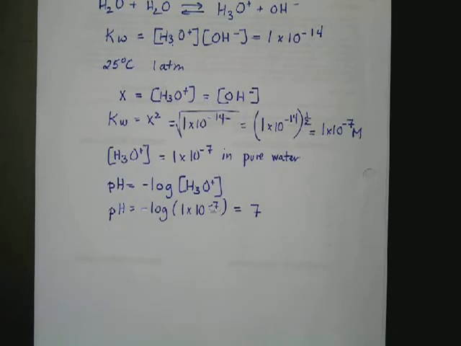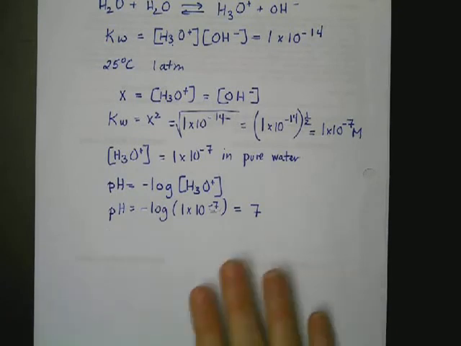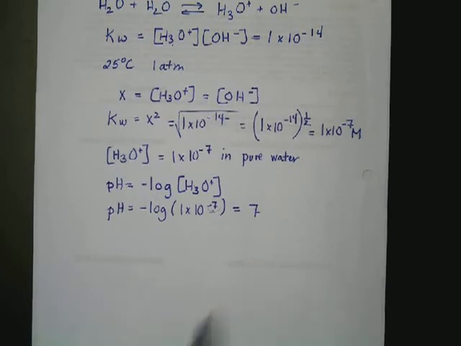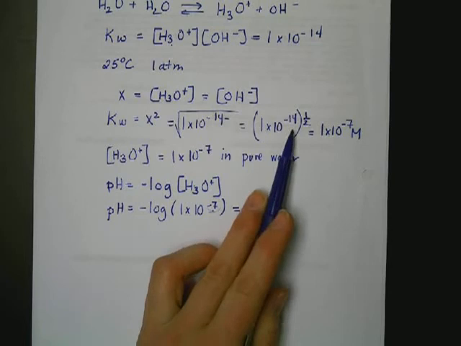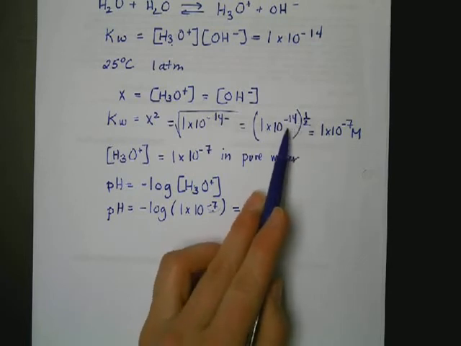Also know, what does the pH scale go to? What is the range? 0 to 14. Well, where does that 14 come from? Yeah, this right here. This is where the 14 comes from. This is our limit, this 1 times 10 to the minus 14th.